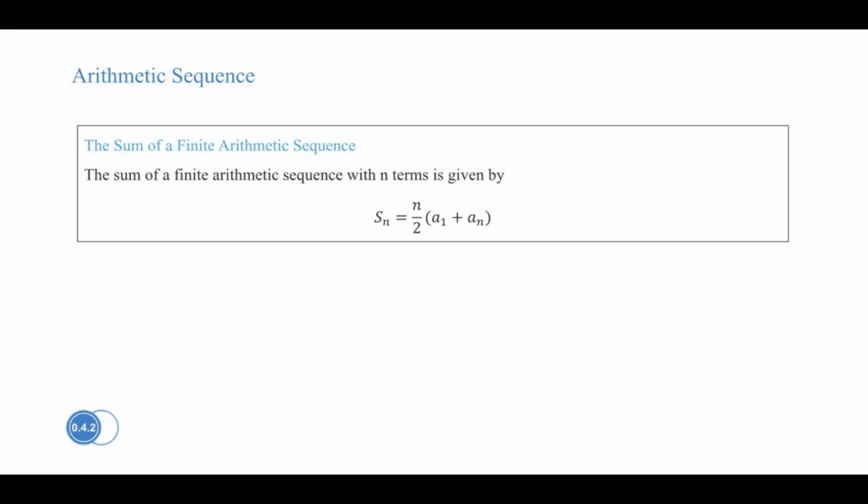Now we are finding the sum of a finite arithmetic sequence. The formula is Sn equals n over 2 times (a1 plus an). Here, Sn means the sum of the first n terms. n is the number of terms, a1 is the first term, and an is the last term. The idea is that we're taking the average of the first and last term, then multiplying by the number of terms. So the formula is useful when we need to add many terms in an arithmetic sequence quickly.